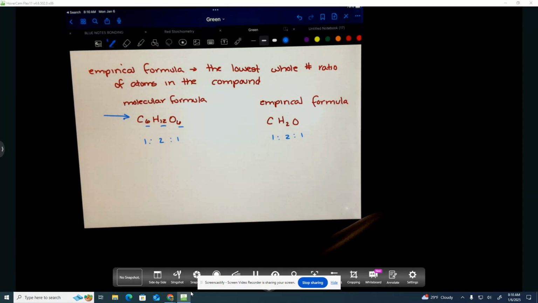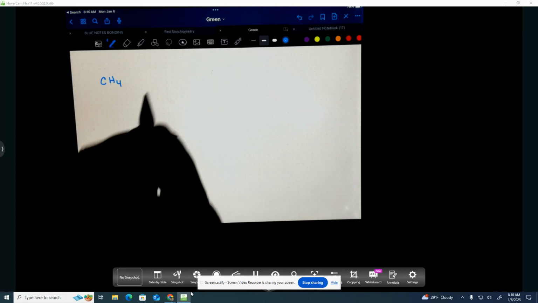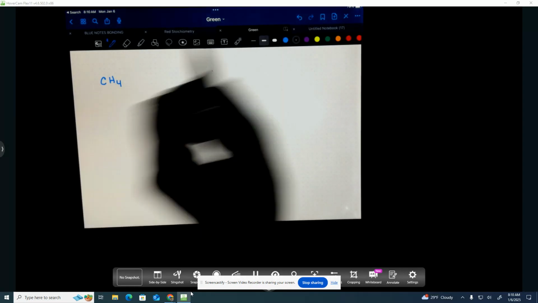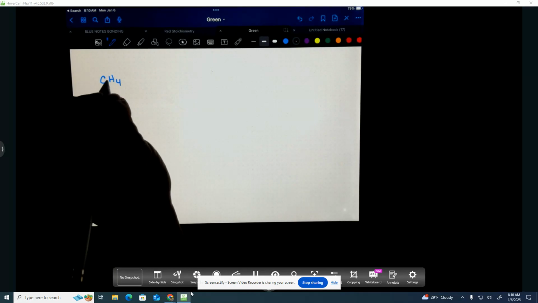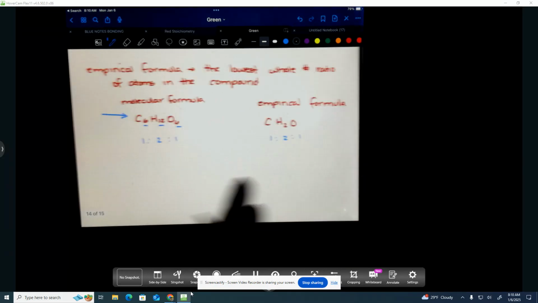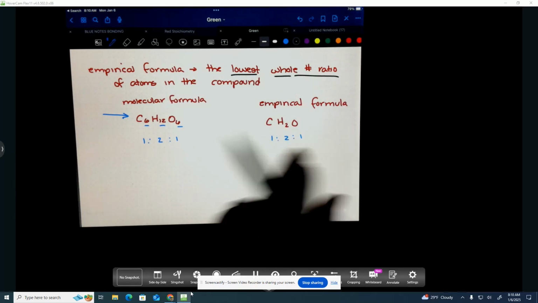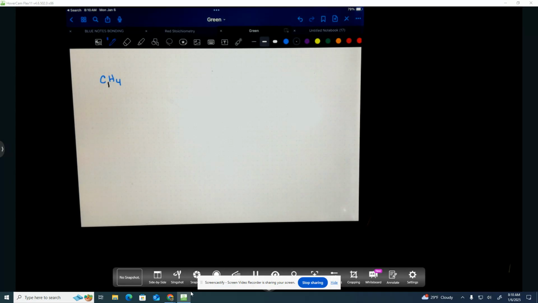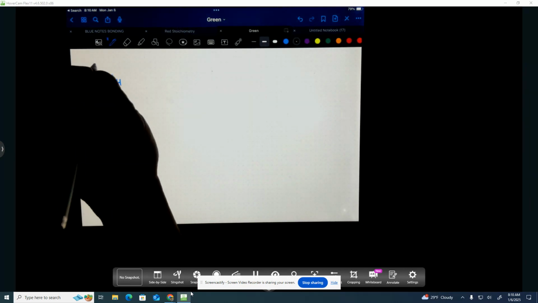All right, let me show you another example. Okay? All right, good. Let's say we have CH4. Is this compound, this is methane. This compound right here has a ratio of 1 to 4. Empirical or molecular? Is it the lowest whole number ratio, 1 to 4? Can I reduce it any further? You can? You can reduce that? No, you can't reduce that anymore. So 1 to 4 is an empirical formula. This is empirical.